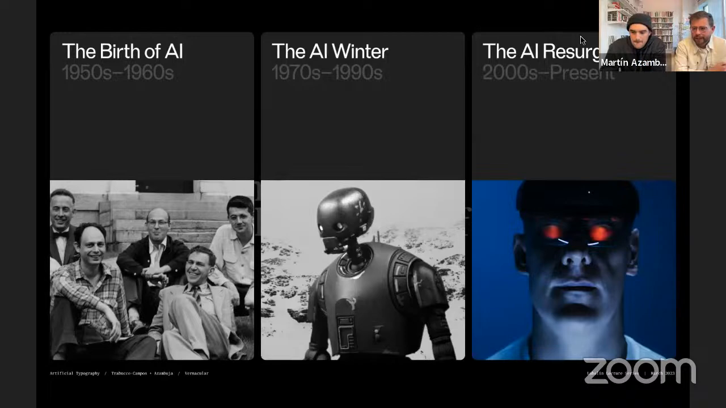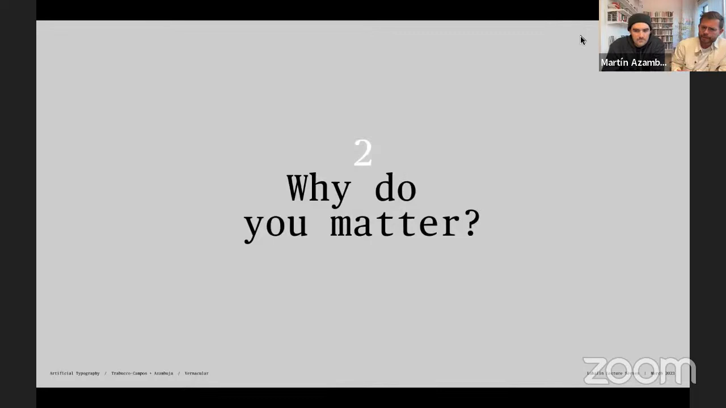So in the 21st century, we've seen even more progress in AI with the development of machine learning algorithms and neural networks that can learn and improve over time. This has led to breakthroughs in areas such as computer vision, natural language processing, and robotics. Today, AI is a rapidly evolving field that is changing the way we live and work, with applications in everything from healthcare, finance, to transportation and entertainment. So then we asked, why do you matter?